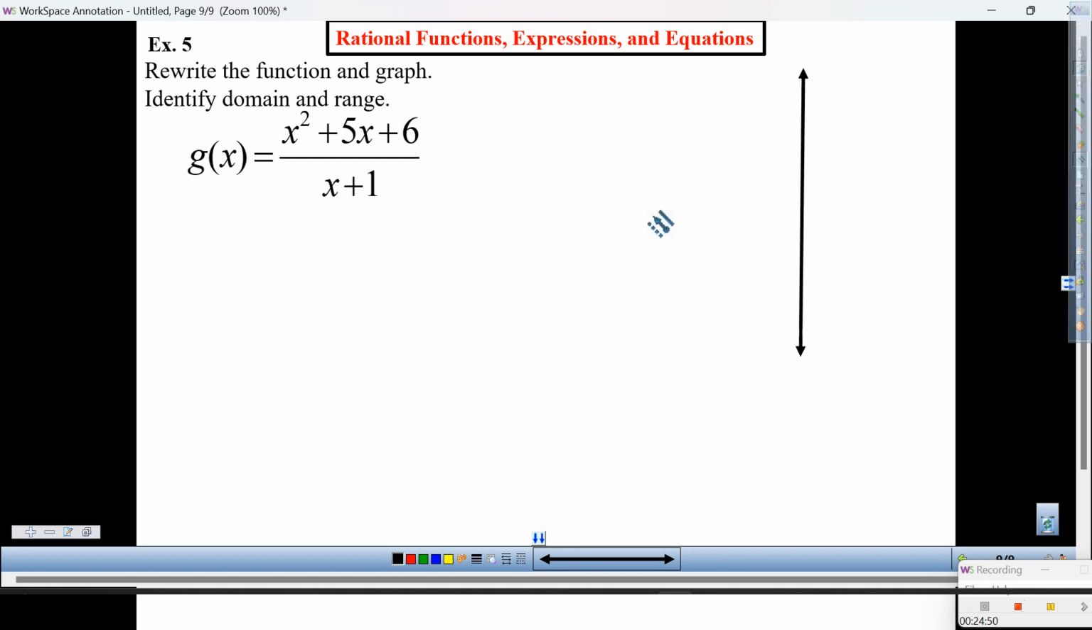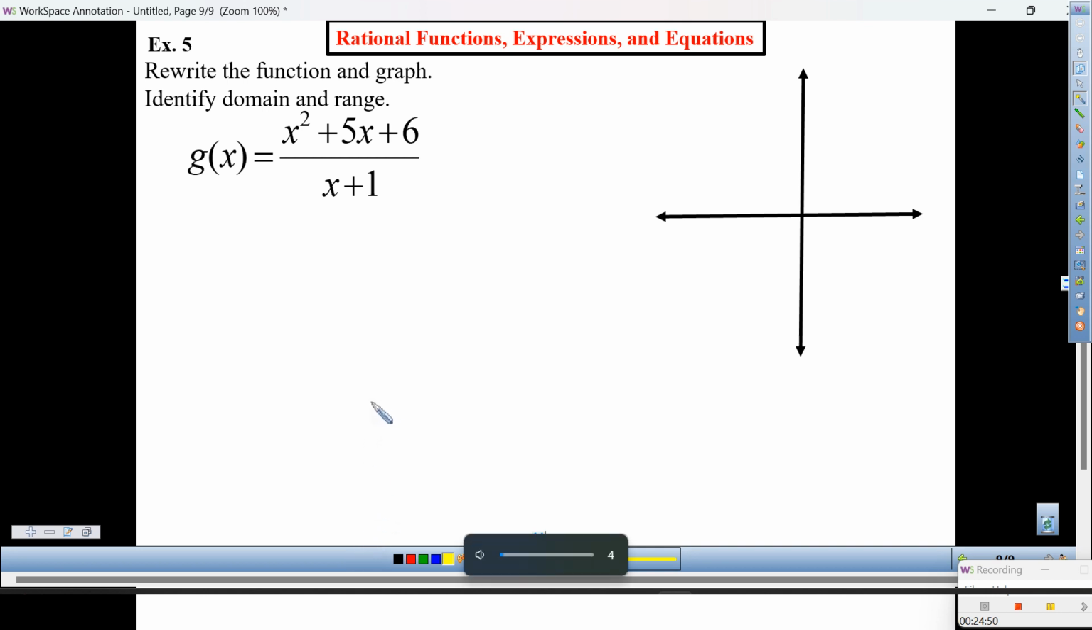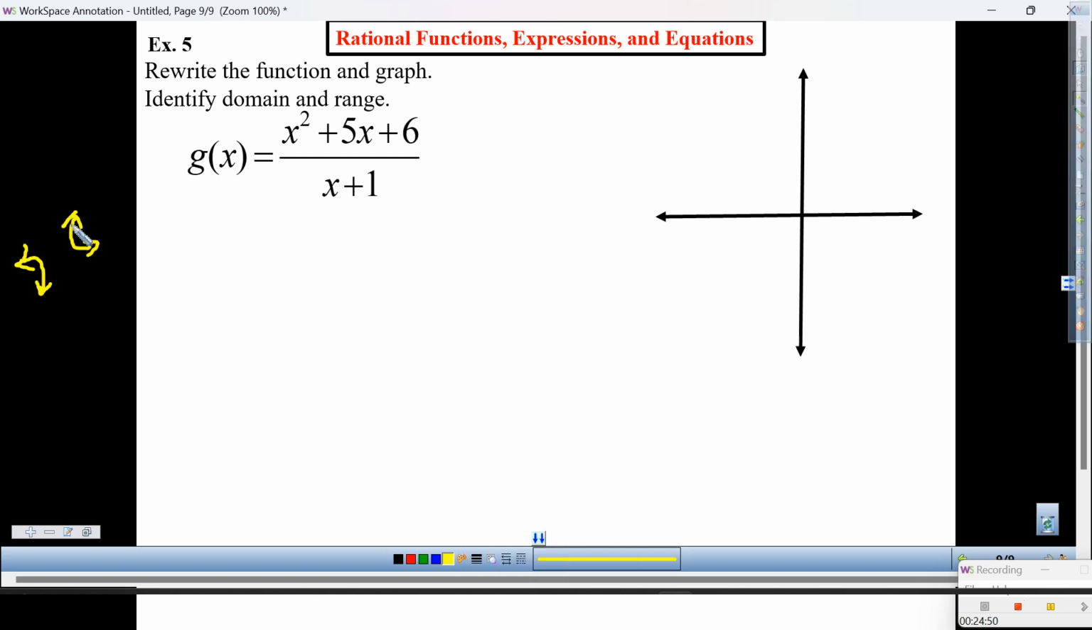Now, look at the denominator and tell your neighbor what kind of graph we should get at the end. Brandon, what kind of graph should we get at the end? One on the bottom, one at the top. So at the bottom, at the top, asymptotes. That means my parent function is f of x equals 1 over x. So we need a 1 on the numerator. But do we have that in the numerator? No. Tell your neighbor what to do. What shall we do?